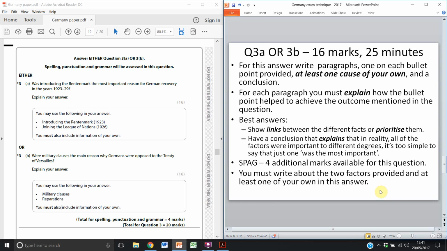And just remember that you must write about the 2 factors provided and at least one of your own in this answer. With the time you've got, you'll probably only have enough time to write about the third factor. Okay. If I was you in the exam, I'd actually use this little rectangle as a planning area. So I'd put a number 1 there, a number 2 there. I'd write a number 3 here and write whatever I'm going to write about here. And then I'd put a number 4 and put conclusion.